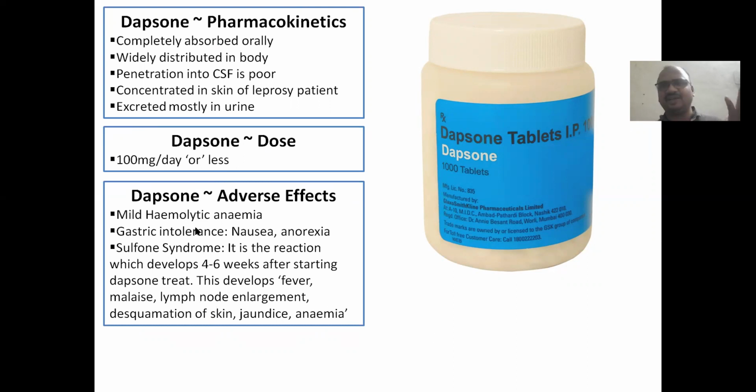The adverse effects are mild: hemolytic anemia, and gastric intolerance like nausea and anorexia. Sulfone syndrome is also one of the important things. This sulfone syndrome will develop due to Dapsone. Very, very important point. It is a reaction that develops within 4 to 6 weeks after starting Dapsone treatment. There will be development of fever, malaise, lymph node enlargement, and so on. Even jaundice will happen.